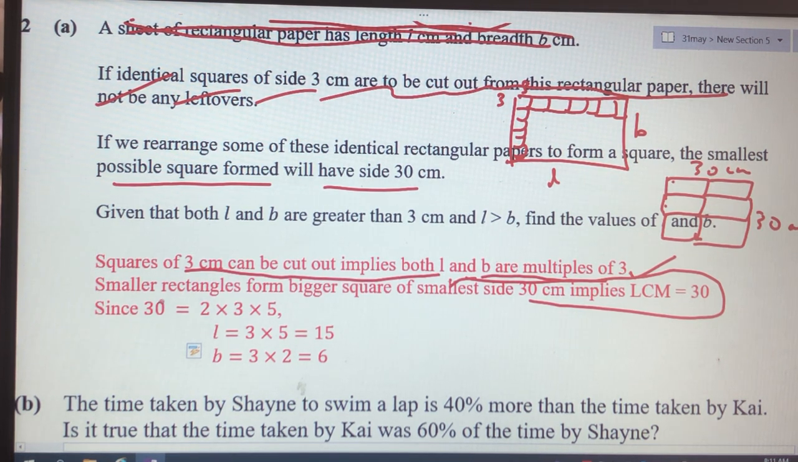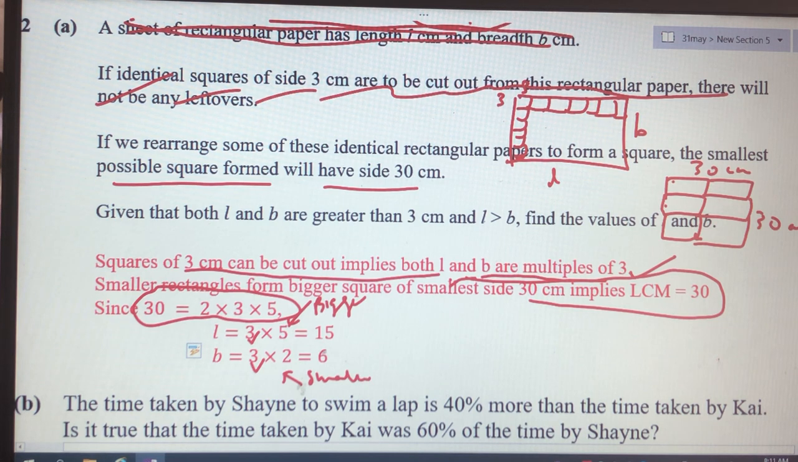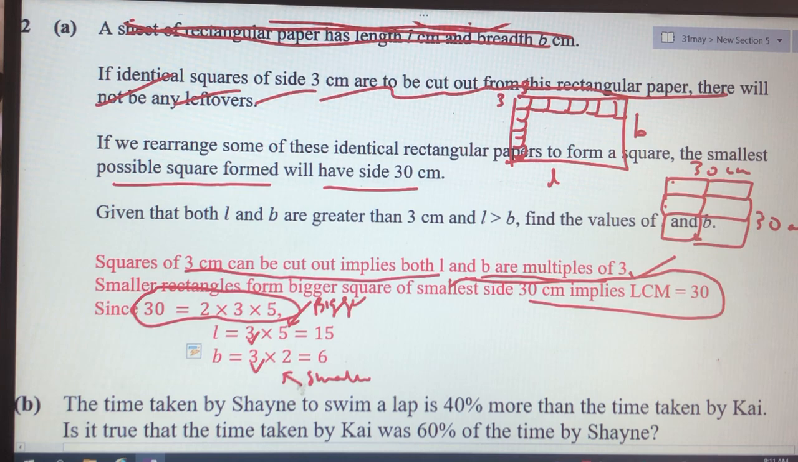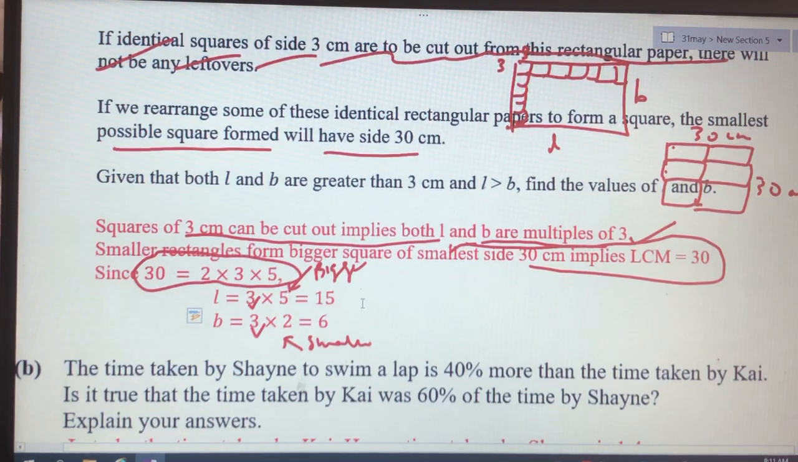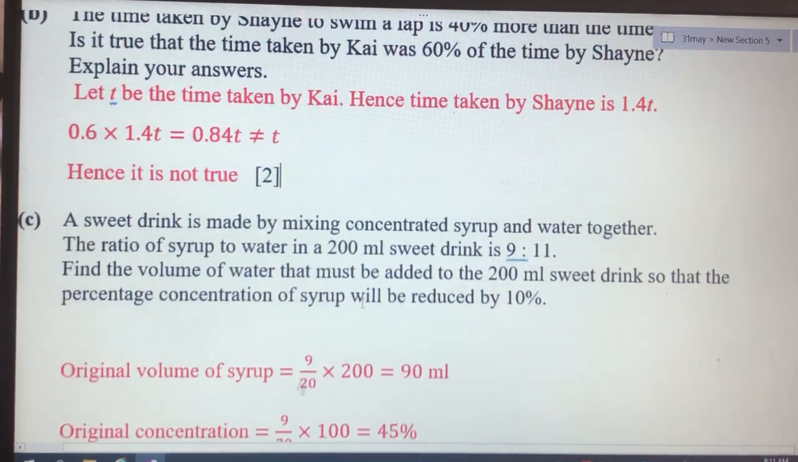And then you go and find the prime factors, okay, you'll get this. So your length and breadth, right, we said just now it's multiples of 3, so you must have 3 inside your answer, okay? And because the length is longer, you choose the bigger one for the length, choose the smaller one for the breadth. Okay, so that's all. Alright, so this is an application question on LCM, HCF.